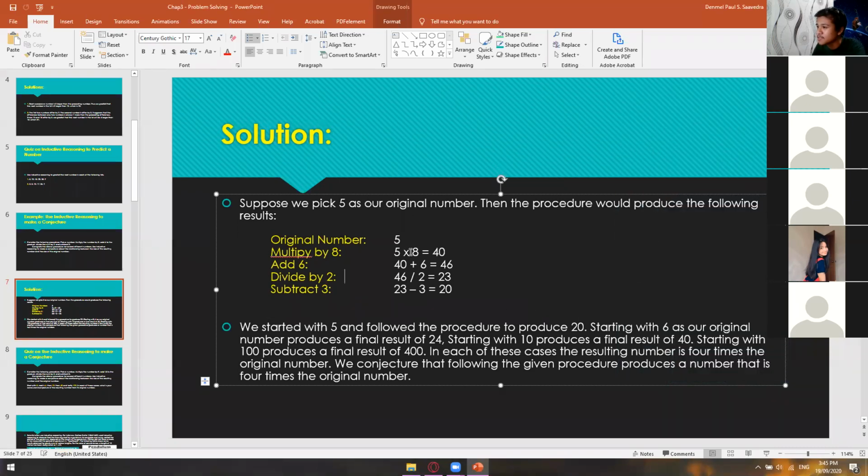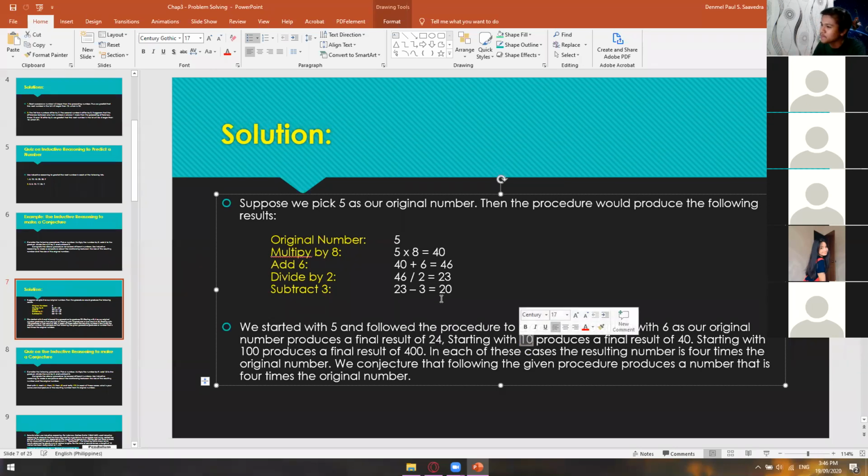Manually compute. So 6 times 8 is how much? 6 times 8? 48. 48 plus 6 is 54. 54 divided by 2 is 27. 27 minus 3. 27 minus 3 will be 24. 24. The first one is correct. Okay, how about the next one?